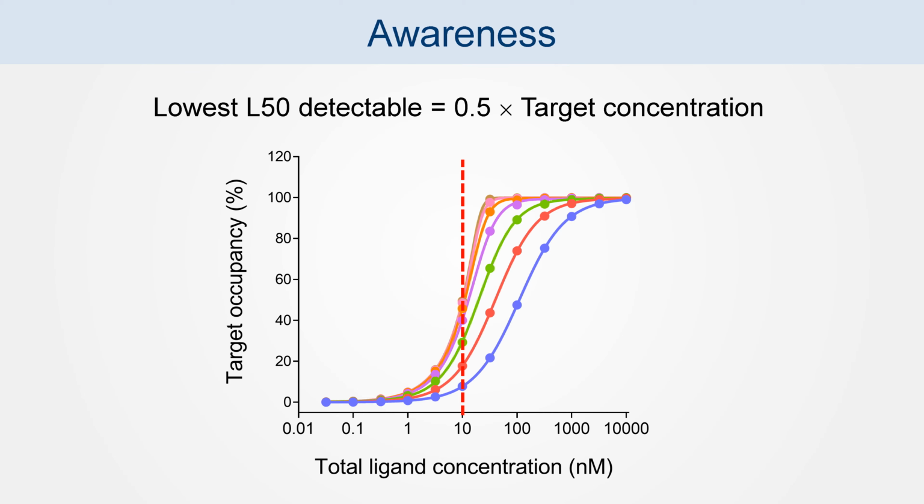So, what are we going to do about this problem? The first thing is simply awareness. Be mindful that your assay has a limit of sensitivity for quantifying potency based on the concentration of target. The lowest L50 we can detect is 50% of the target concentration if we're using total ligand concentration on the x-axis of the graph. In order to know this limit, try to calculate or at least estimate the target concentration in the assay. This will help you to know if the target density is going to be a problem.